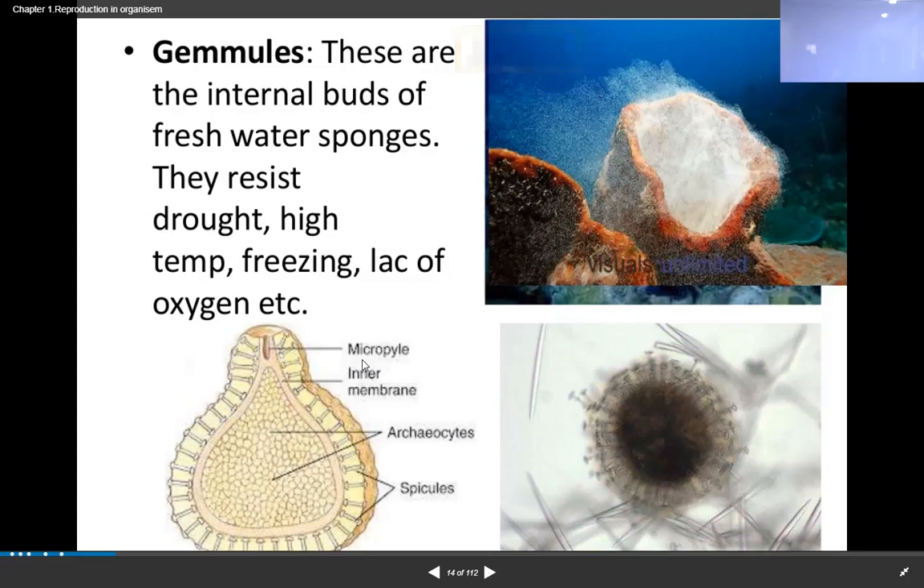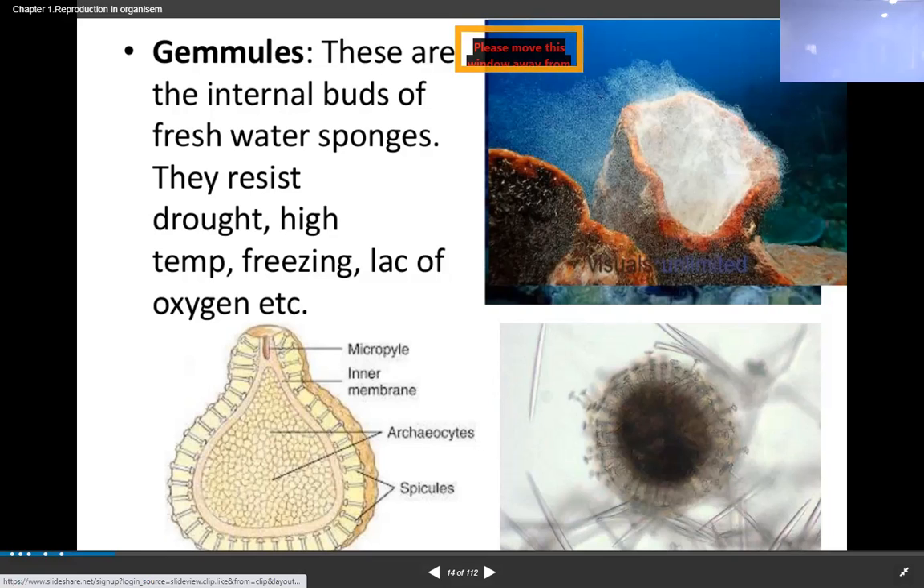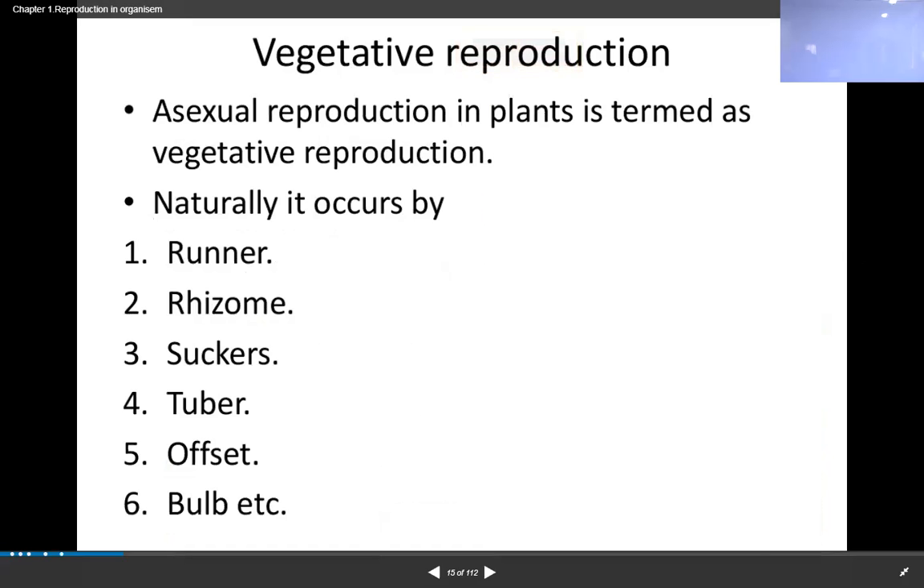Understood? So, the gemmule is formed to overcome unfavorable conditions, but on return of favorable condition, when it gets favorable condition, that means water, temperature, then the gemmules hatch and develop into a new individual. For example, spongilla. Is it given in your textbook, Sejal? Spongilla. Yes, ma'am. It is very simple.